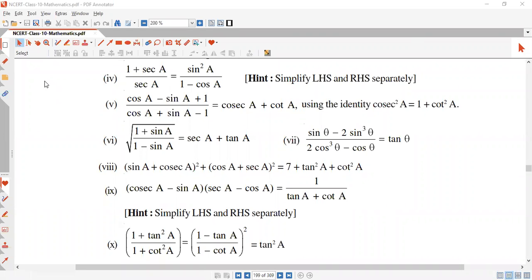Now we are doing exercise 8.4, the second part of this exercise. We have done the third part up to the questions in part one. Now we are doing part number four. This part, you see this one.